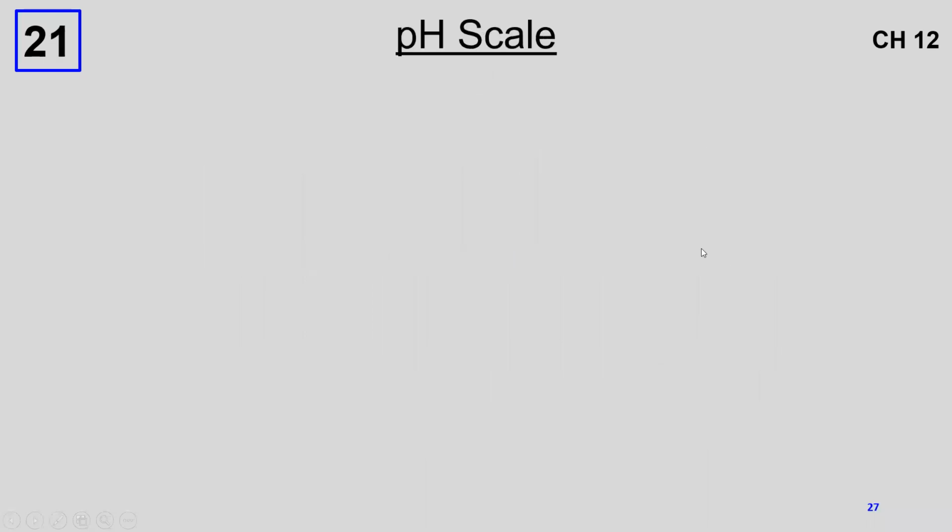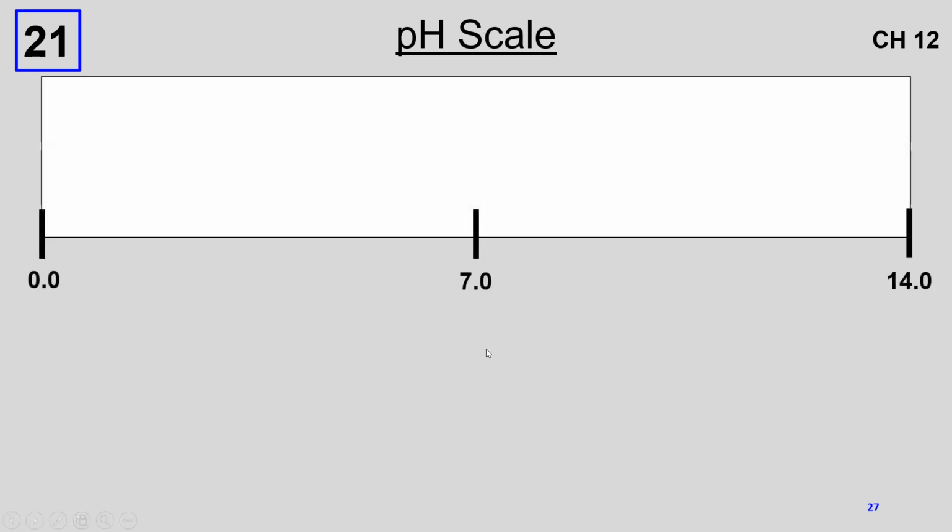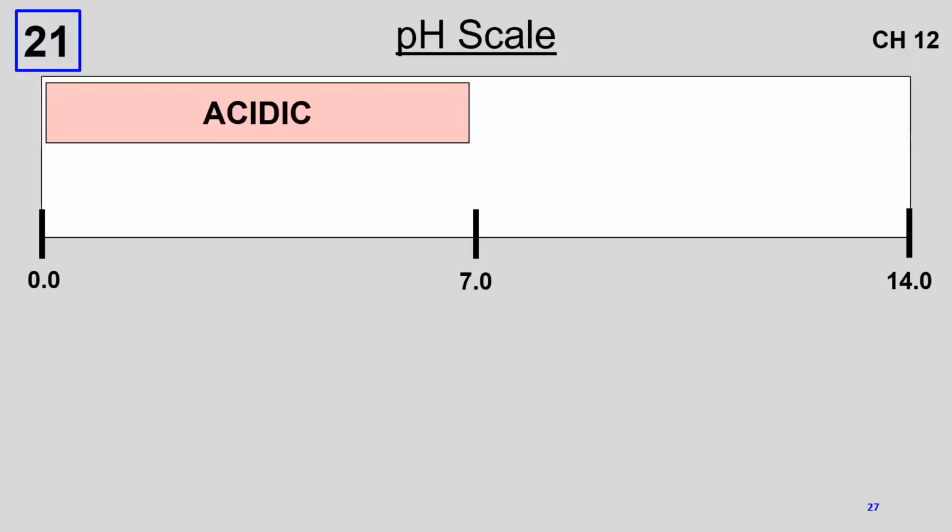The next concept here, this is probably the last concept regarding chapter 12, is the pH scale. The pH scale is a range of numerical values between 0 and 14, and the middle one is 7.0. The pH scale basically tells you whether a sample or a solution is acidic, basic, or neutral. If it's between 0 and 7, then you know that the sample is acidic. If it's between 7 and 14, you know it's going to be basic.